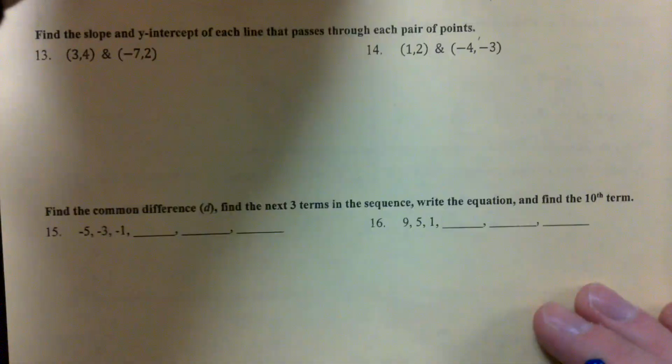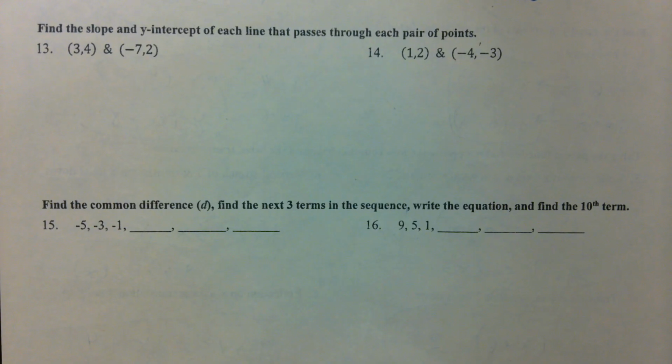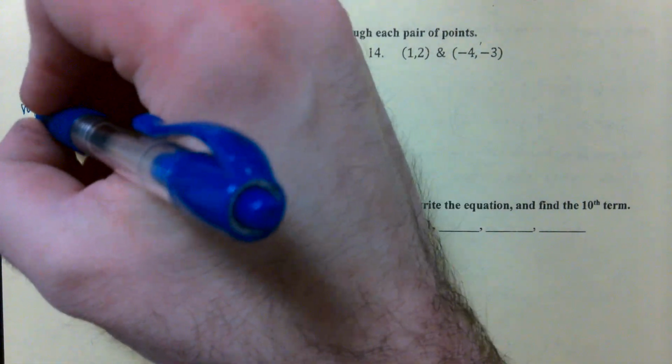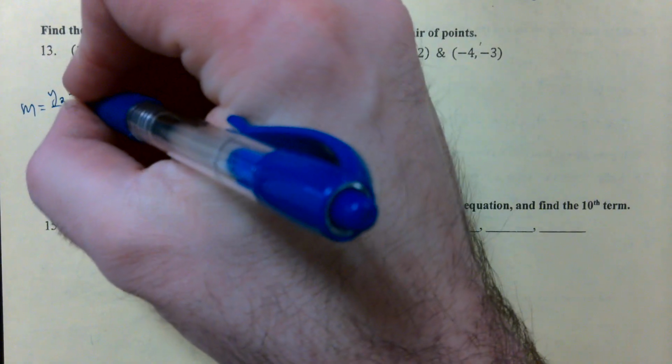All right, 13. Ready, Precious? 13. Find the M and the B of each line that passes through the pair of points. M and the B. What do I want to find first, the M or the B? I have to find the M first, okay? I'm going to label my points x1, y1, x2, y2. And I'm going to use the slope formula. What does the slope formula say? Yeah, Alex? Y2 minus y1 over x2 minus x1.